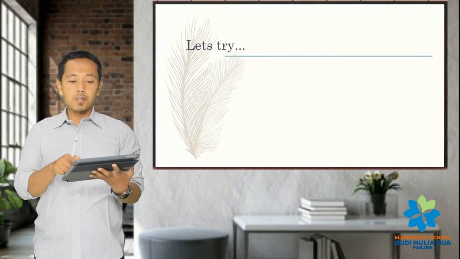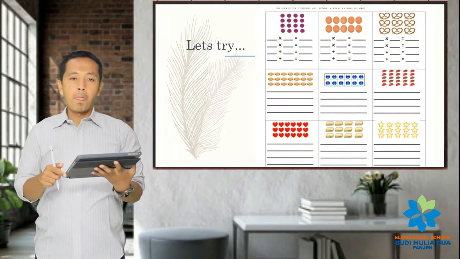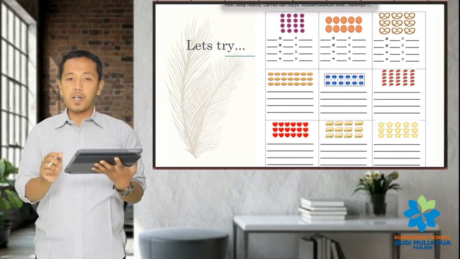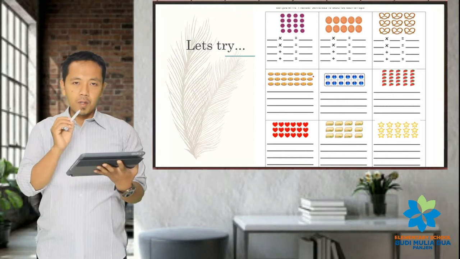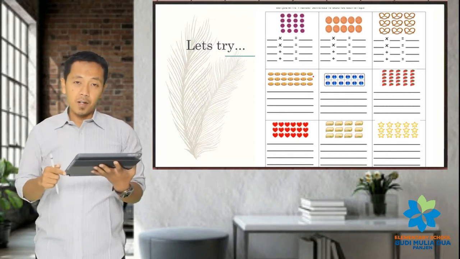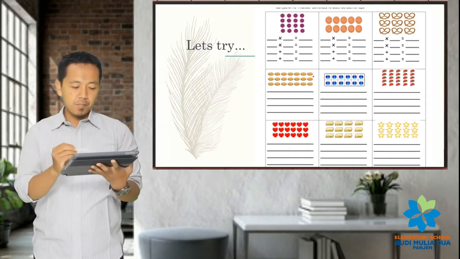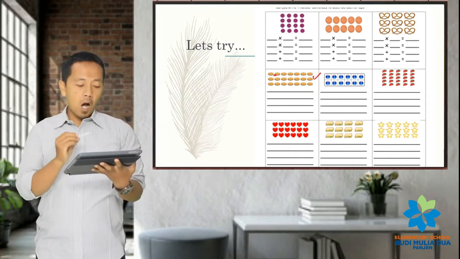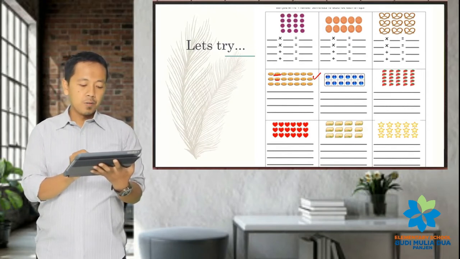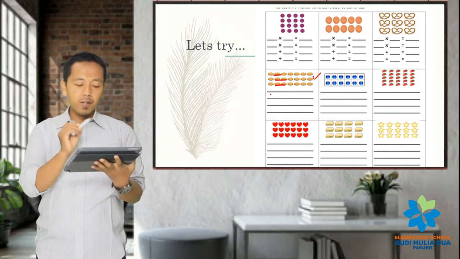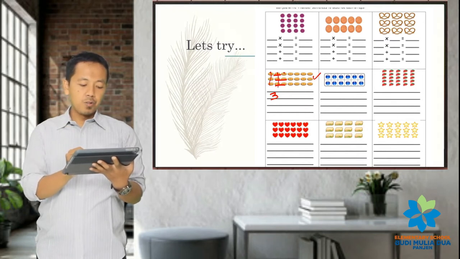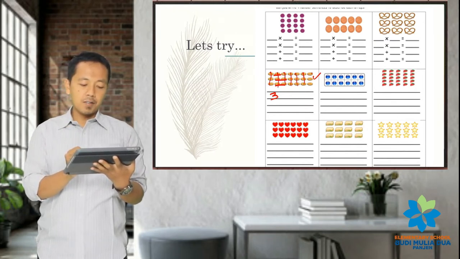Next, Mr. Is also shows the fact family in multiplication. Mr. Is gives one example; another example, please try at home. This one: how many rows? 1, 2, 3. 3. How many columns? 1, 2, 3, 4, 5, 6, 7.